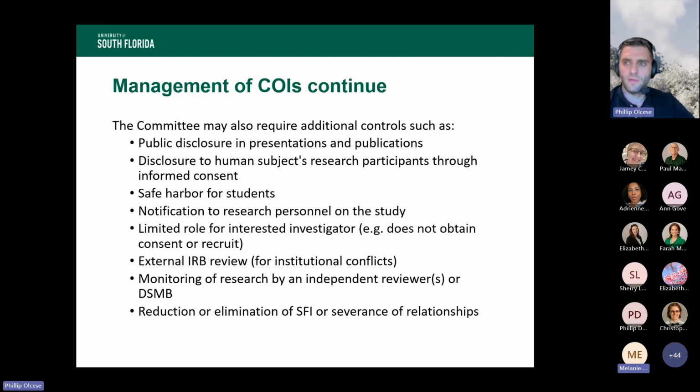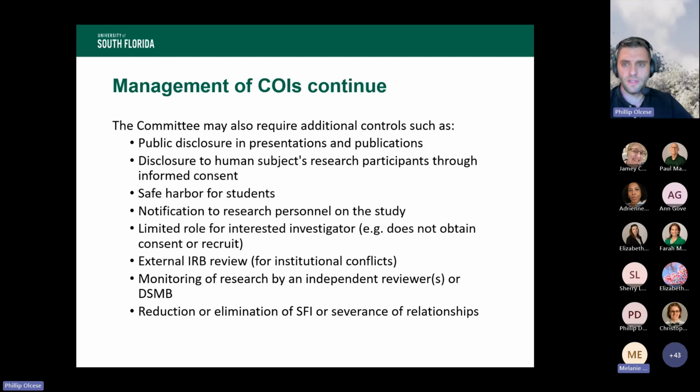There may also be more requirements and controls. We may require them to disclose in presentations or publications, oftentimes in journals that they might promote or disclose their research in. We require them to mention this. Of course, we have the informed consent document if we're dealing with human subjects research. We have informed consent language that needs to be included in this document, informing the participants of a potential COI.